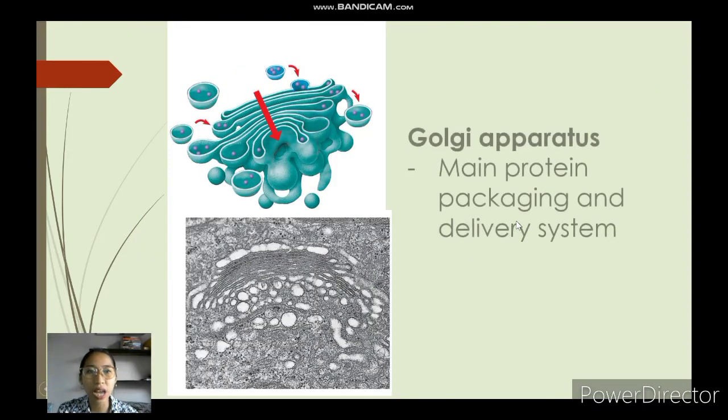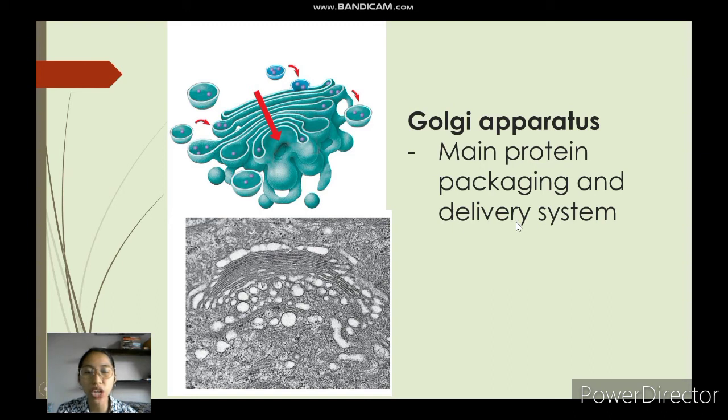Next is our Golgi Apparatus. So, our Golgi Apparatus or Golgi bodies in other books, ang iyang main function is to package protein because your nucleus, your ribosome, your endoplasmic reticulum, and your Golgi apparatus is part of a system. So, ang main niyang role sa katong system is protein packaging and delivery system.